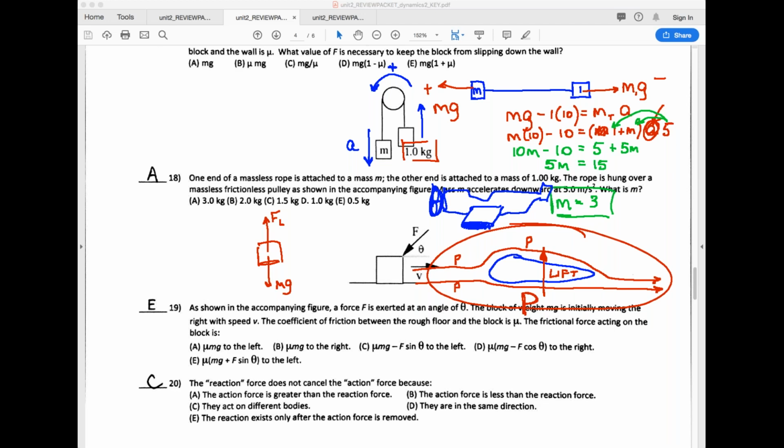Let's move on to Marika, who is asking about circumstances in which we would switch to positive and negative directions.